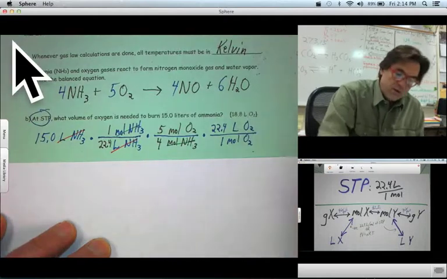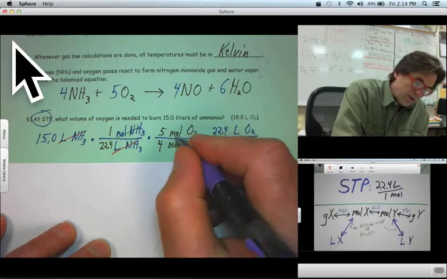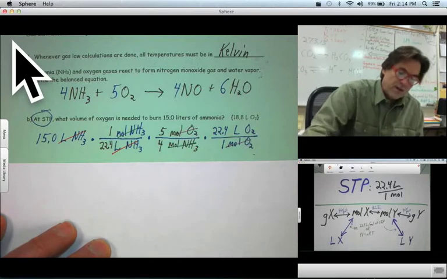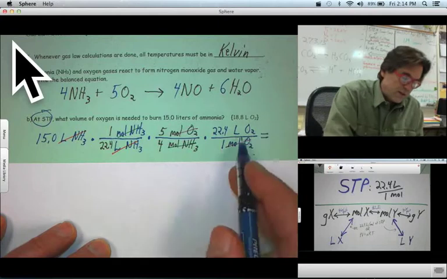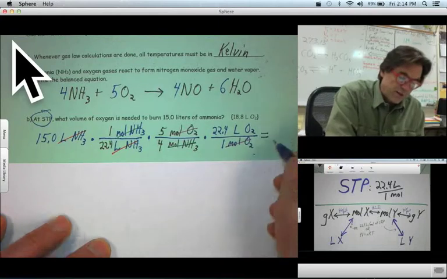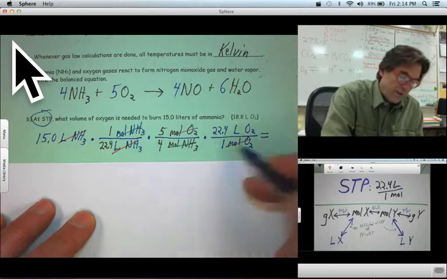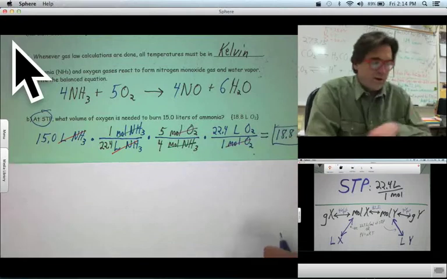So these units cancel. Moles of O2 cancels moles of O2. The only unit left is liters of O2. That makes us happy because the question asked what volume of oxygen. Liters is volume. And we do the math and come out with an answer of 18.8 liters of O2. Box our answer, and we've got it.